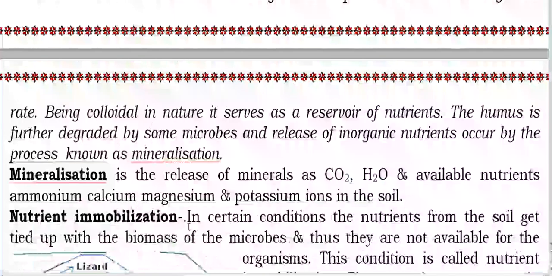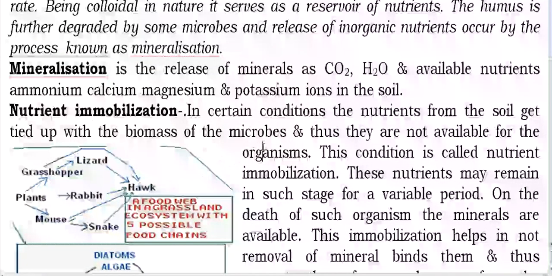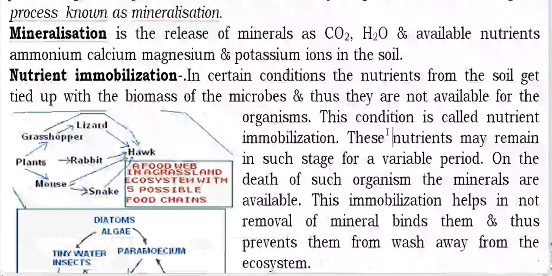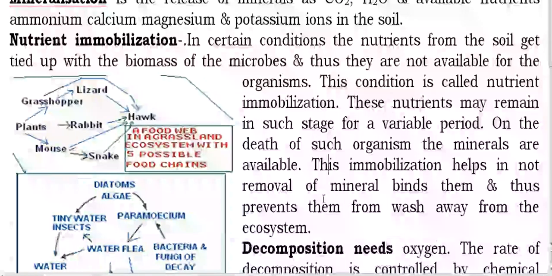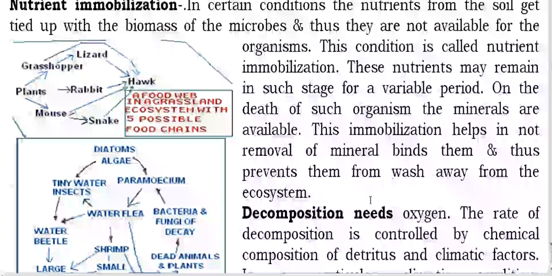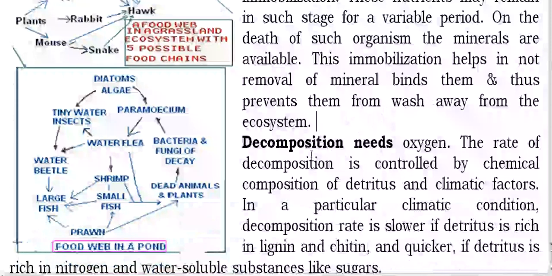Mineralization is the release of minerals in the soil as carbon dioxide, water, and nutrients; ammonium, calcium, magnesium and potassium are released by the microorganisms. Then nutrient immobilization. Sometimes some nutrients which decompose reach a certain place where they never come into the atmosphere and are not available for organisms. This is known as nutrient immobilization. These nutrients may remain separate from the normal environment. At depth, the minerals are available to the organisms. Immobilization helps organisms in separating the minerals from their environment.